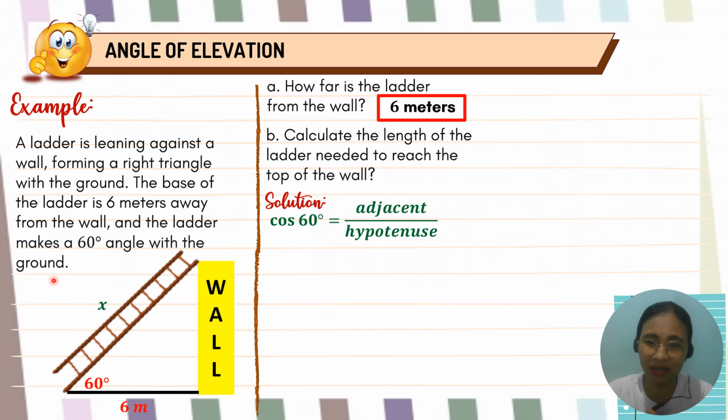And from the special angles, I have a discussion on this one on one of my videos, the special angles. Cosine 60 is equal to 1/2, which means this expression is equal to 1/2 is equal to 6 meters because the adjacent side is 6 meters over the hypotenuse, which is x. And then we will try to cross multiply, that is 1 times x, that is x, and 2 times 6, that is 12. And we were now able to get the value of x, which is 12, meaning 12 meters is the length of the ladder.